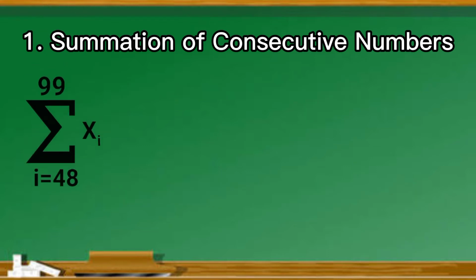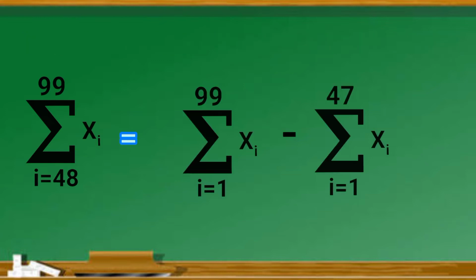So we have summation of x that is from 48 to 99. Kung mapapansin nyo class, yung kanina is nag-umpisa tayo sa 1, ngayon naman is nag-umpisa tayo sa 48. So kapag ganito na class ang given, we need to consider our lower limit. Now, dito sa ating sigma notation, ang mangyayari is ito. We have summation of x that is from 1 to 99 minus summation of x that is from 1 to 47. So, paano ito nangyari?